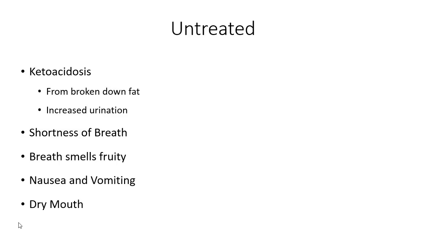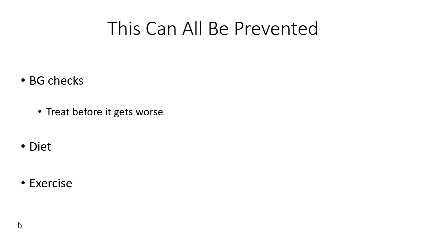You pee too much and you have nausea and you have vomiting and you have diarrhea because your body's trying to get rid of something and it just can't do it. You also have a symptom of dry mouth. So this can all be prevented if the patient actually checks their blood sugar all the time. You want to treat it before it actually gets worse.